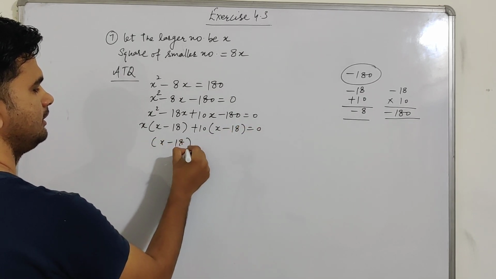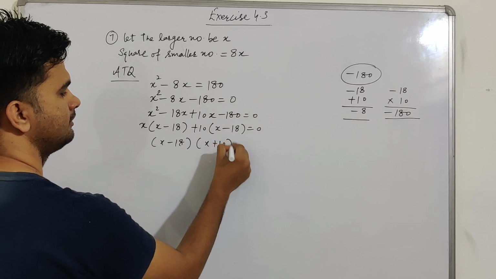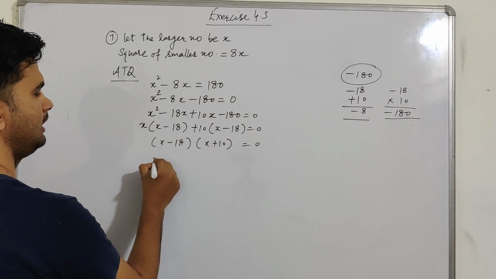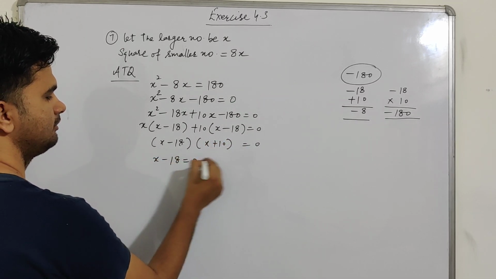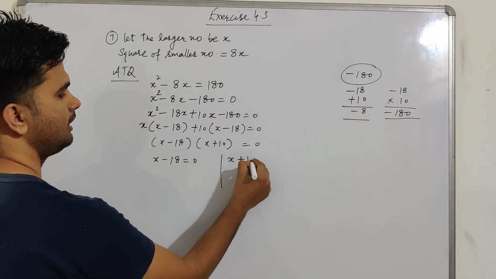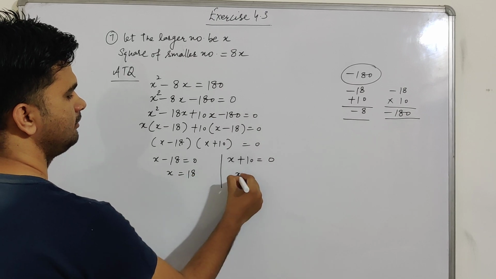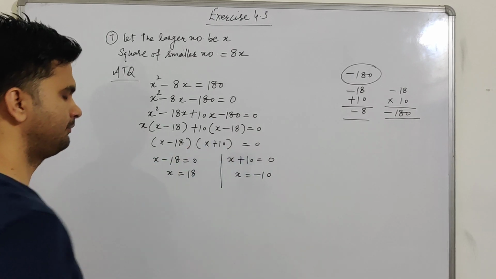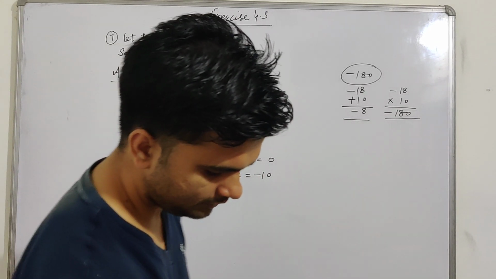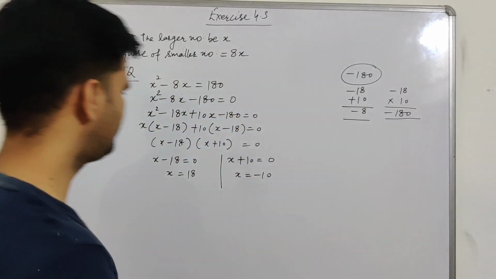So (x minus 18) and (x plus 10). Either x minus 18 is equal to 0 or x plus 10 is equal to 0. So x is equal to 18 and x is equal to minus 10. Find the two numbers. Now we have two cases.